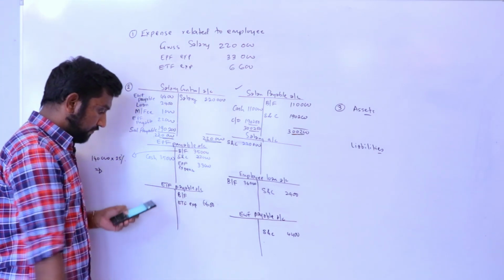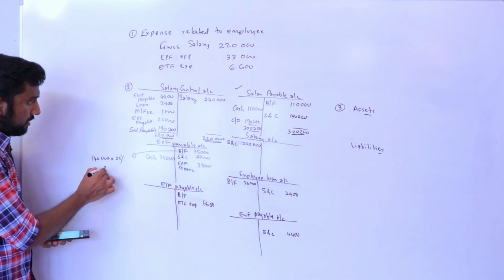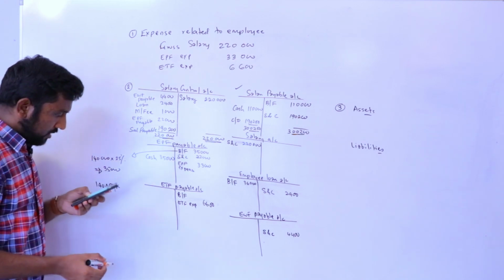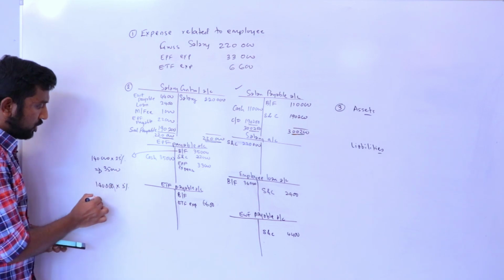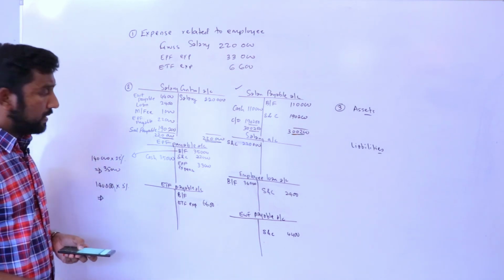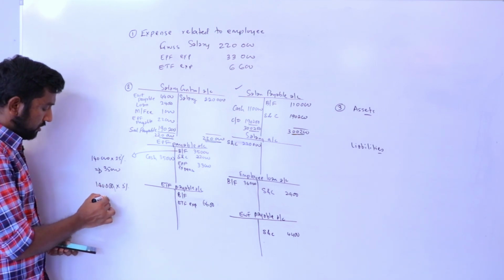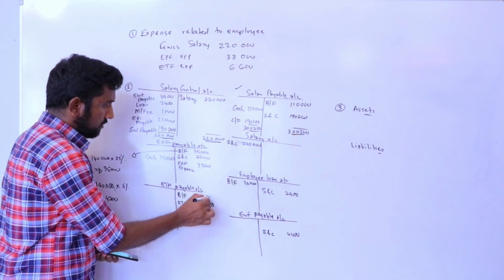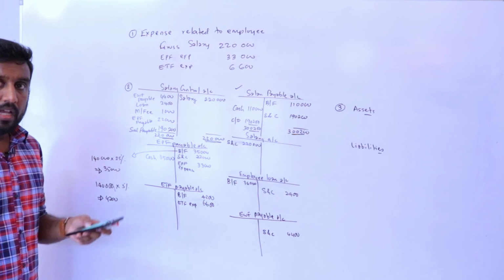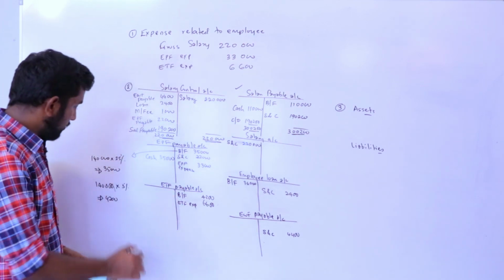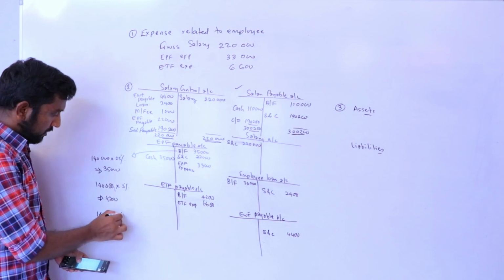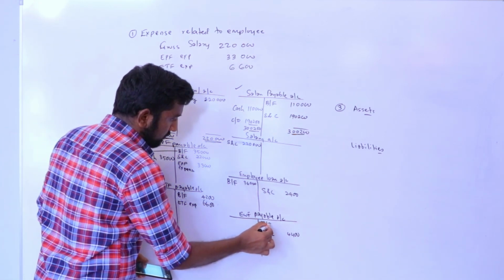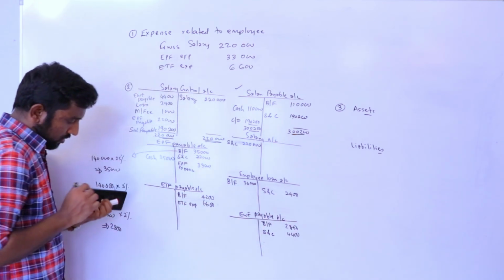Likewise, for ETF payable, my amount is again 140 gross, and I had to find 3% because that is contributed only by the employer. So 3%, how much? 4,200. So I have a balance of 4,200. And EWF payable, which is 2%: 140,000 into 2%, 2,800. Right? So I found all the balances.